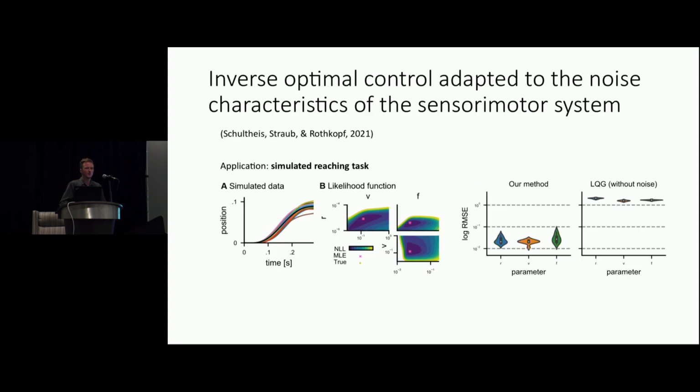And so we evaluate this model on some simulated reaching data, and we can show that we can accurately infer these parameter values. Including these signal-dependent noises actually matters for the inverse optimal control as well, because if you don't include the signal-dependent noise terms, you get way worse parameter estimates.